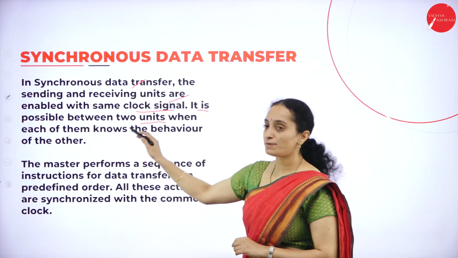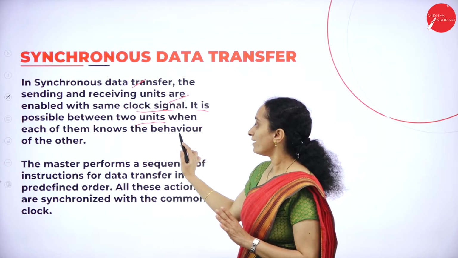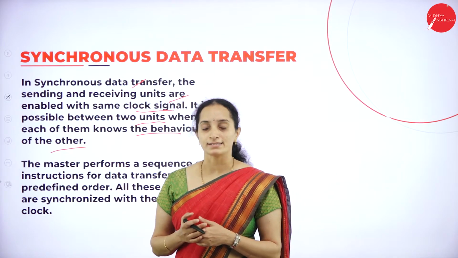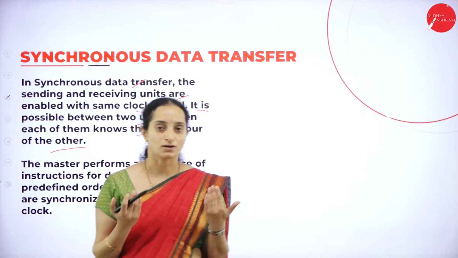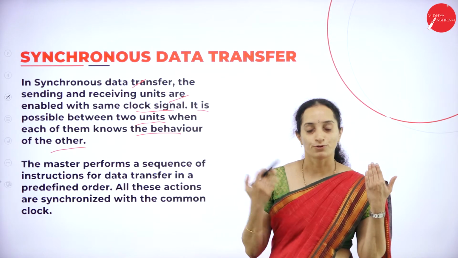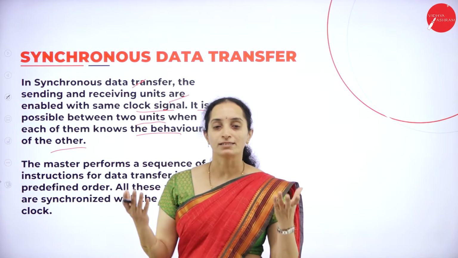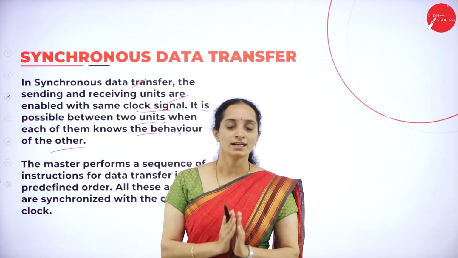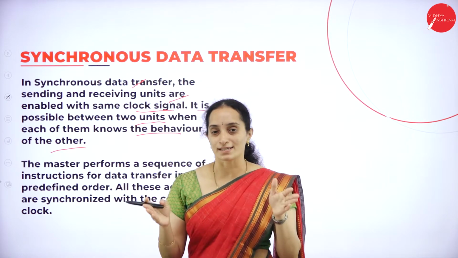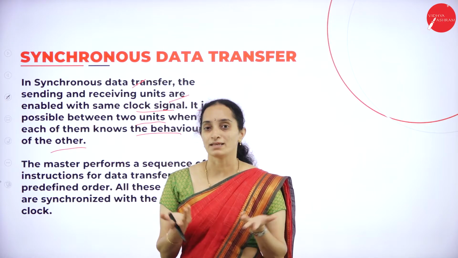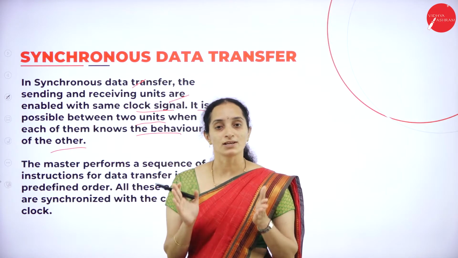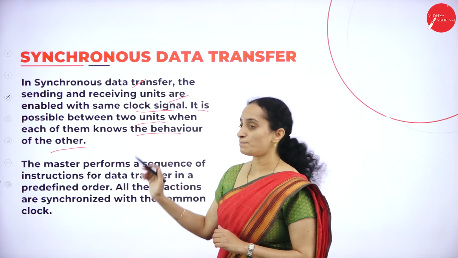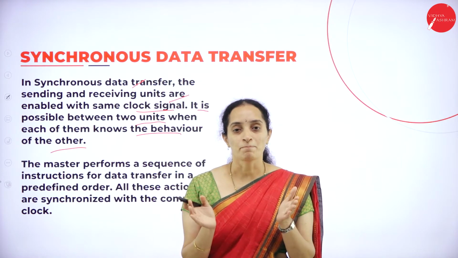It is possible between two units or two components when each of them knows the behavior of the other. When they are already synchronized, that means synchronous means they are in the same state or the same condition to work. If you want to communicate between two components, they must be in the same state. If they are in the same state and are transferring the data between each other, it is called synchronous. You know about the term sync, isn't it? It is matching. Synchronizing is matching, isn't it? So synchronous data transfer is possible only when the sender and the receiving unit know the behavior of each other and they are in pair with each other.